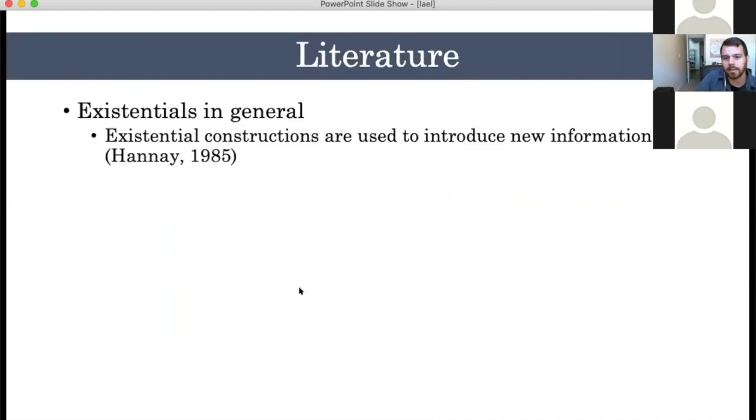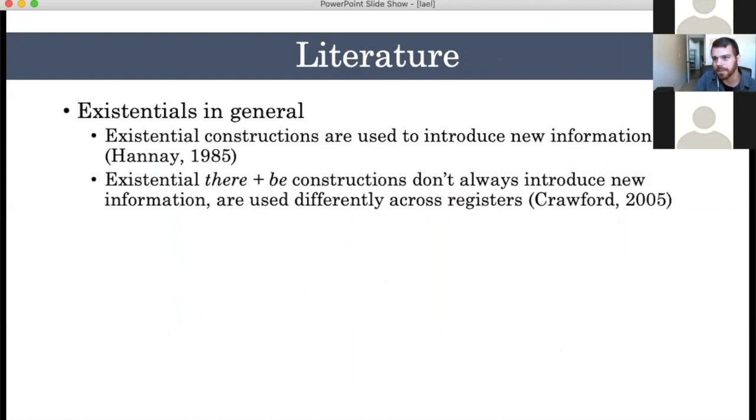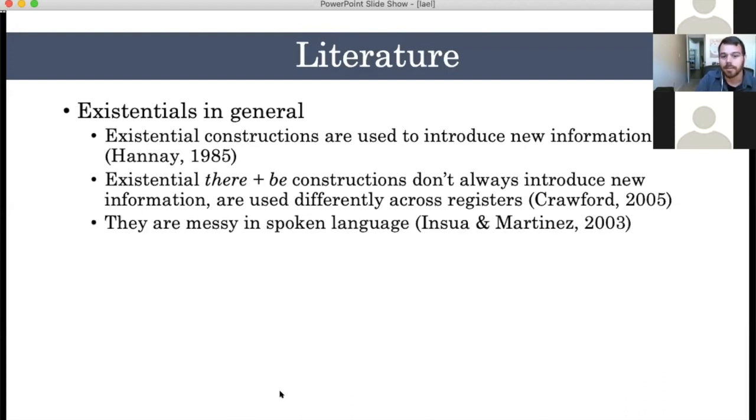Looking at the literature a little bit, we do know quite a bit about existentials in English, and in general, they're typically used to introduce new information. However, that's not the whole story. We see that there plus be constructions don't always introduce new information, and they're used differently across registers. This is particularly true in English. They're messy in spoken language.